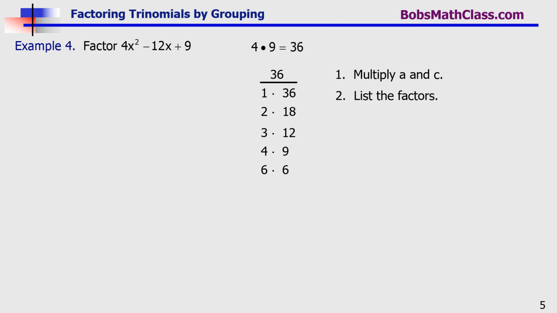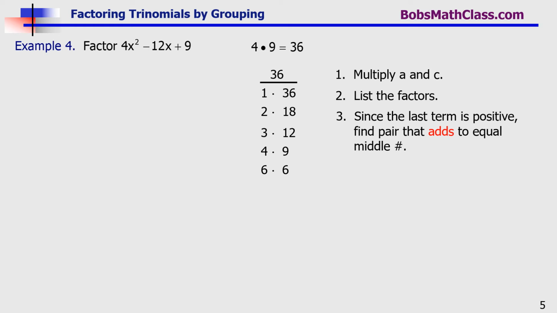Well, the last sign is positive, so we're looking for the pair that adds to be the middle number, which is a 12. So once you find the pair that adds to be 12, then you're done with that step. You don't have to list all the factors. All right, which pair will add to be 12? Yeah, the 6 and 6. So that's the pair we're going to use.